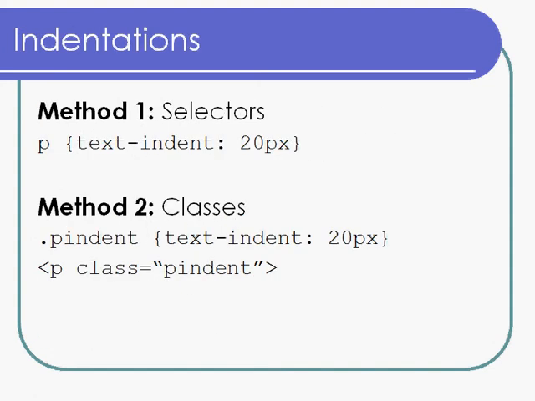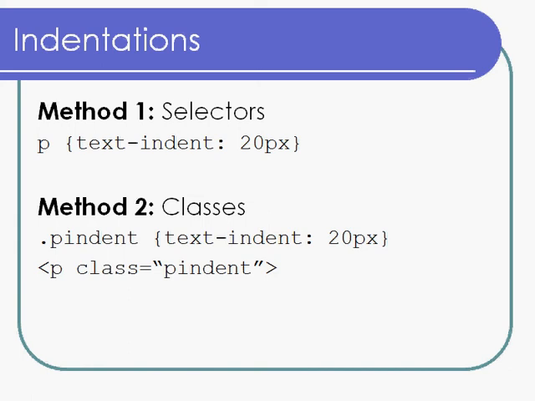Indentations can be done. Here's my method 1 and 2 with selectors and classes again. The selectors method, I'm choosing to use a p tag again as a selector. Text-indent is the new property here, and I'm choosing 20 pixels. Guess what that does? It's kind of like hitting tab in Microsoft Word.